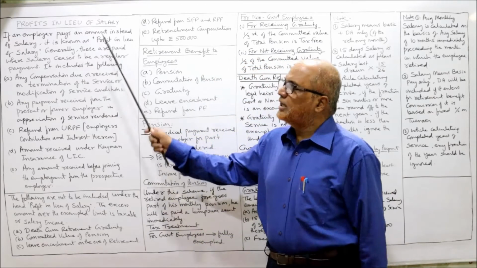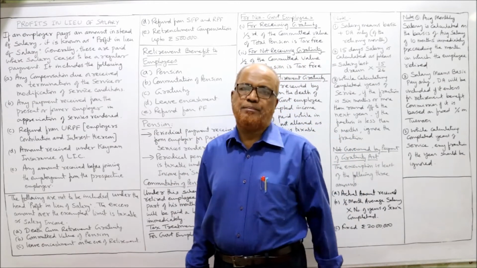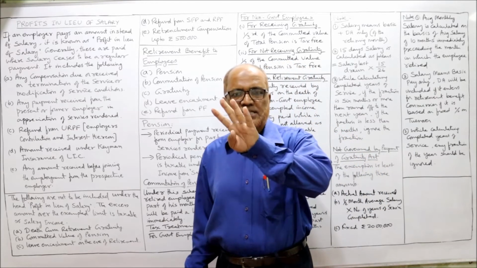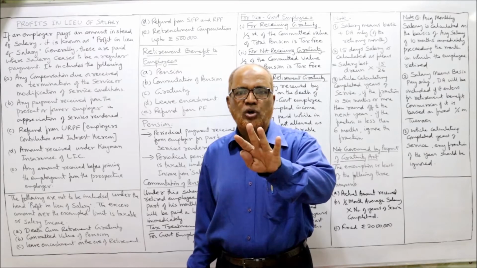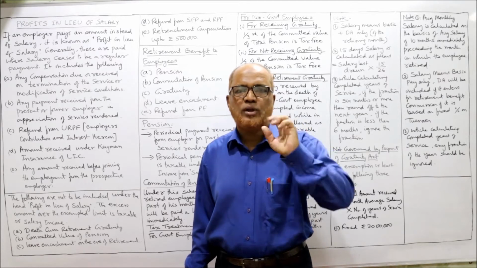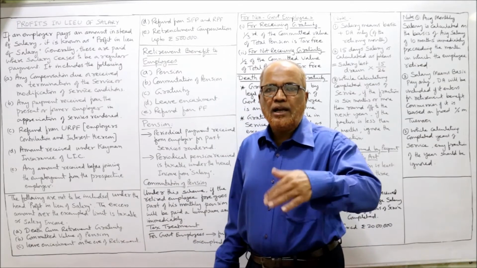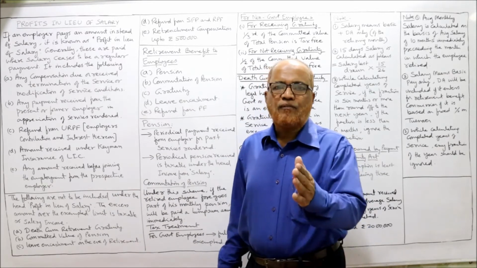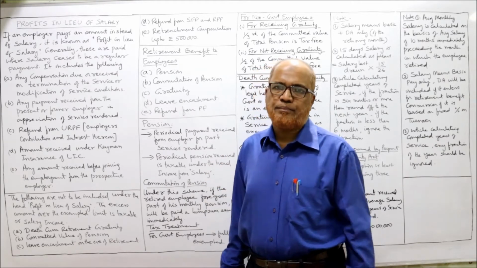Now, profit in lieu of salary. This is the 4th part of salary income. The gross salary consists of 4 parts: salary, allowances, perquisites, and profit in lieu of salary. The total of these 4 is called gross salary. Now, what is profit in lieu of salary? In lieu means in place. Profit in lieu of salary means profit in place of salary.